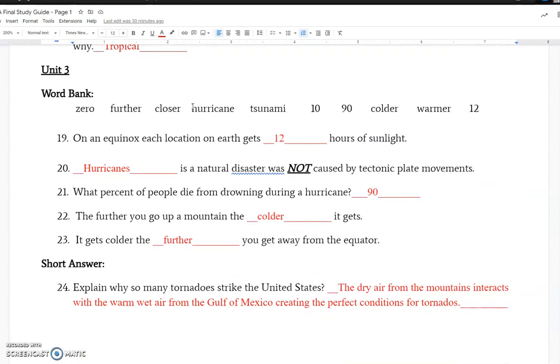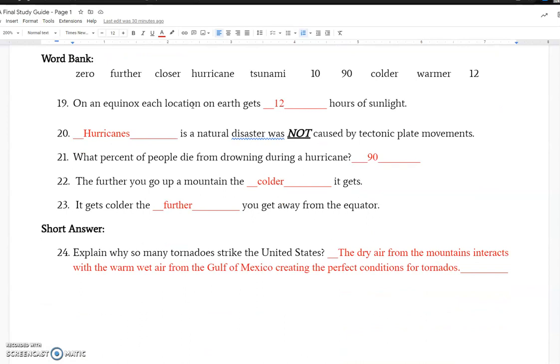Unit 3, we're back to looking at that kind of stuff. So, question 19, it says on the equinox, remember the equinox, equal, each location on Earth is going to get how many hours of sunlight? 12. Remember there's 24 hours in a day. So you get 12 hours of sunlight, you get 12 hours of darkness everywhere on the planet.